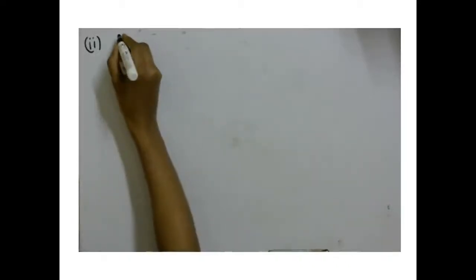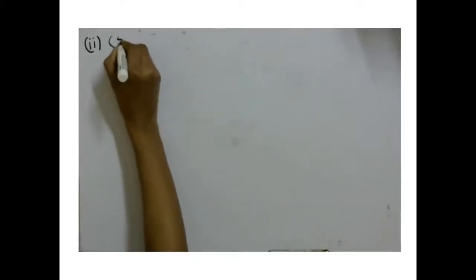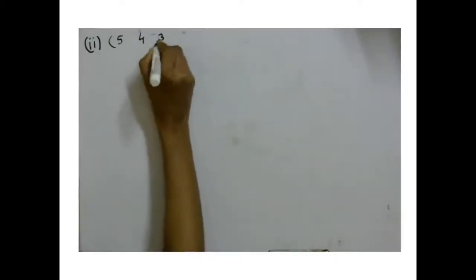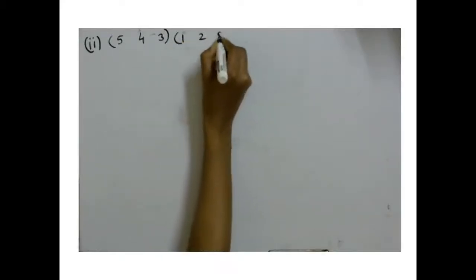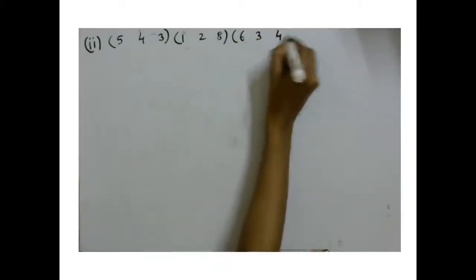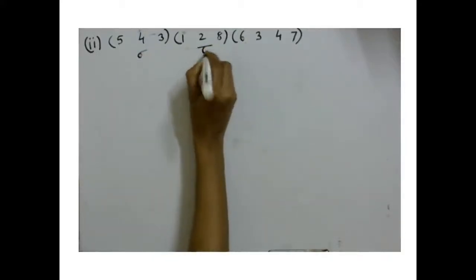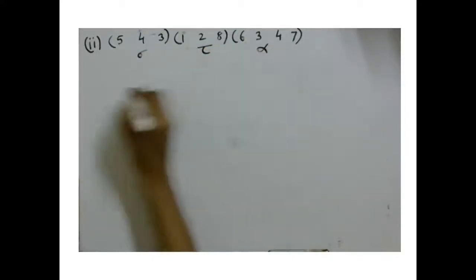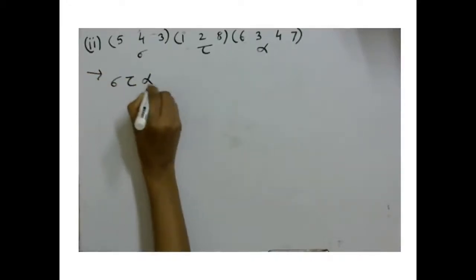So one example we have seen how to multiply 3 permutations in S8. Let us see one more example from S8 only. The first cycle is (5 4 3), the second is (1 2 8), and the third cycle is (6 3 4 7). We have to multiply these 3 cycles. So let us call the first one sigma, second tau, and third one alpha. And let us see the multiplication of sigma, tau, and alpha.